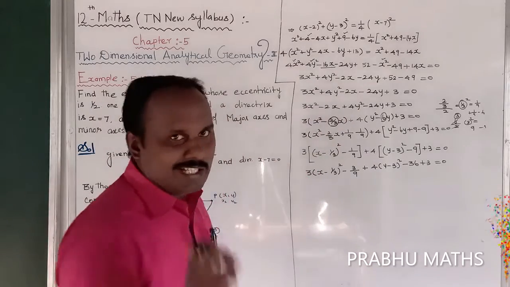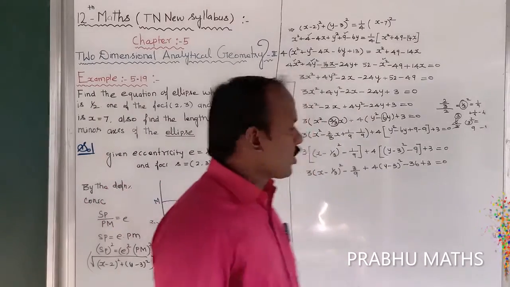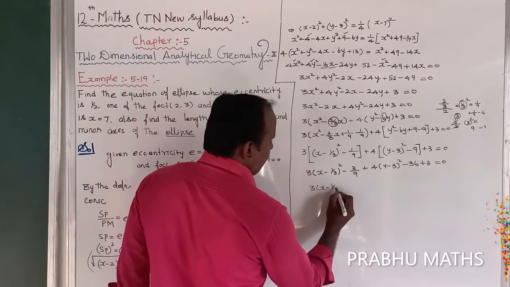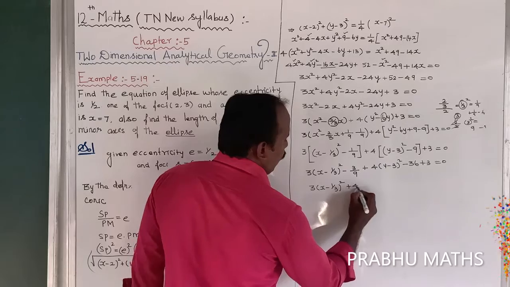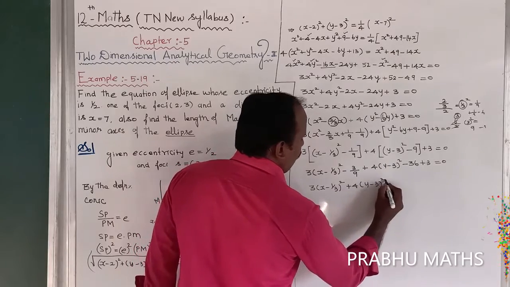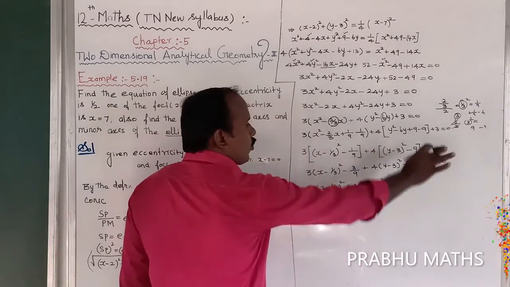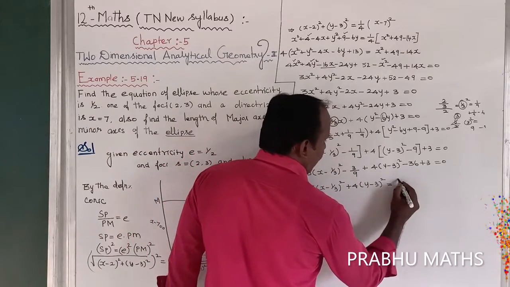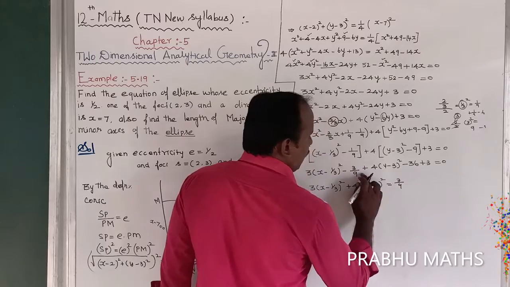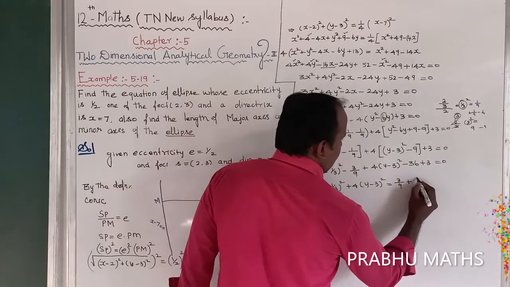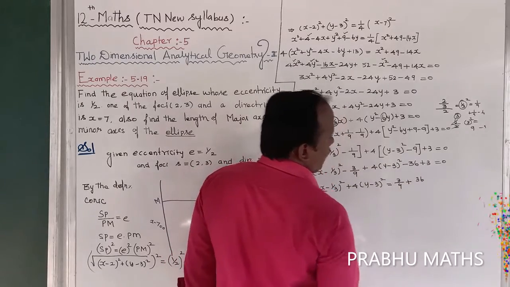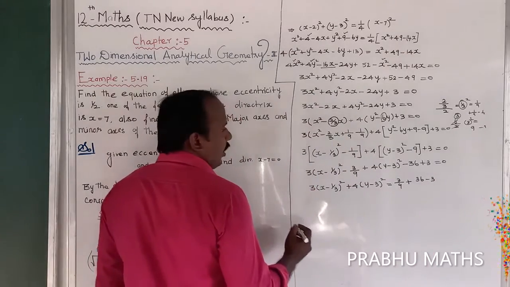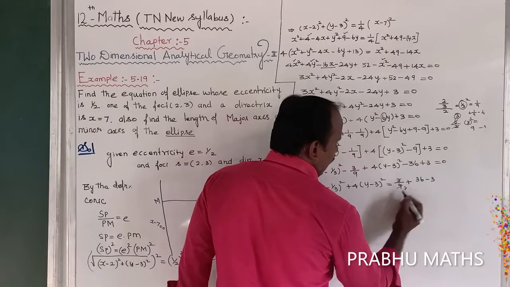The first term is x square term. Second term is y square terms. So 3 into x minus 1 by 3 the whole square plus 4 into y minus 3 the whole square. The remaining constant is going to the right side. So this is called this one plus 3 by 9. The first constant. The second constant plus 36 minus 3. Okay. So this one going to 3.